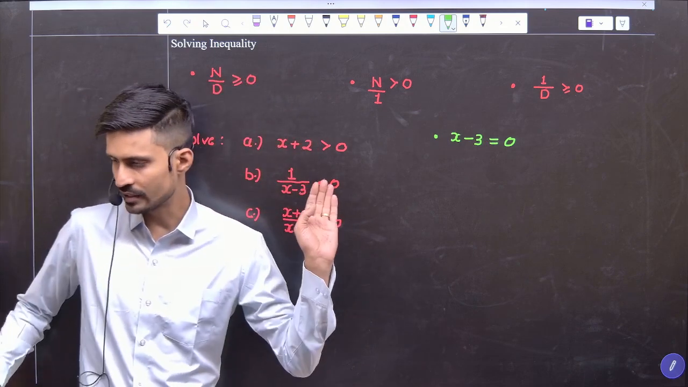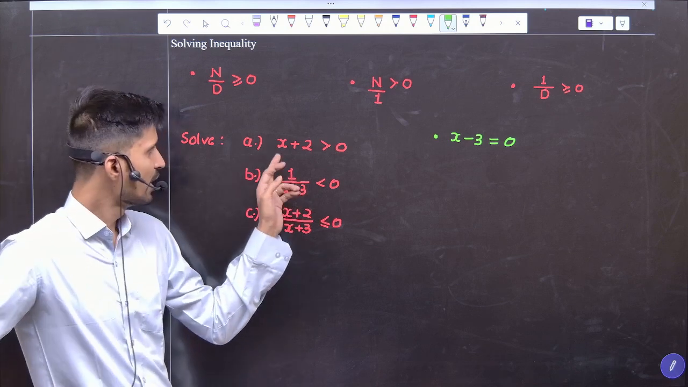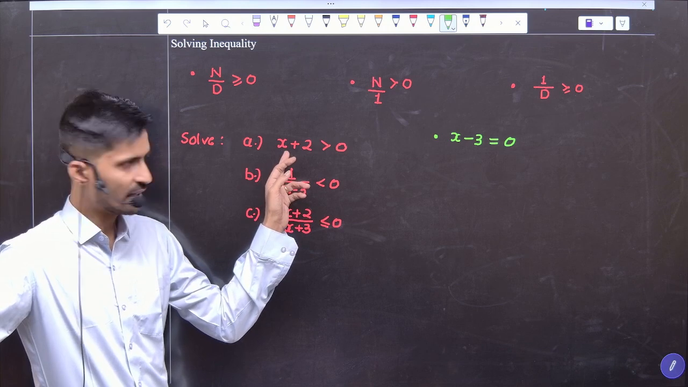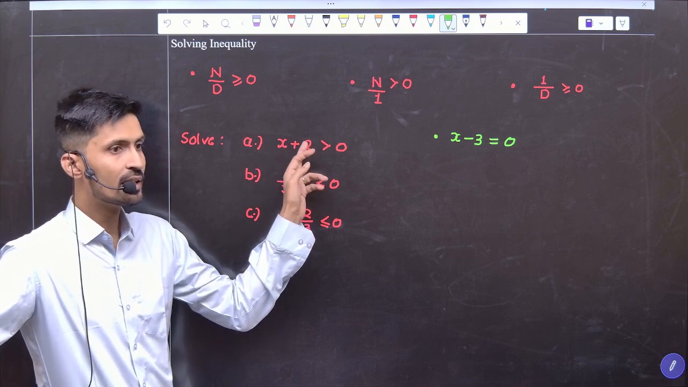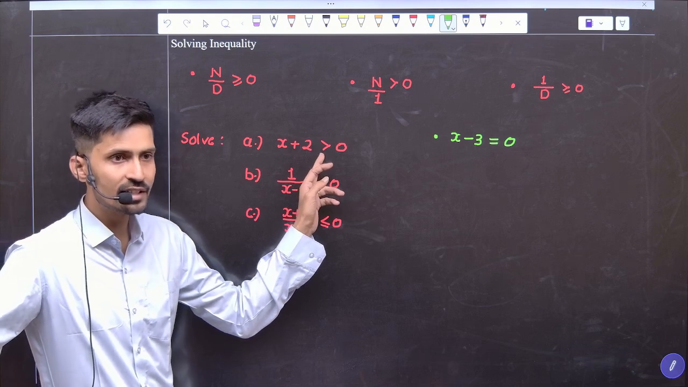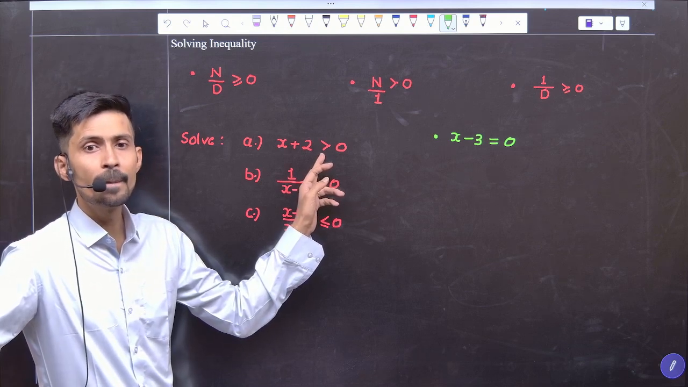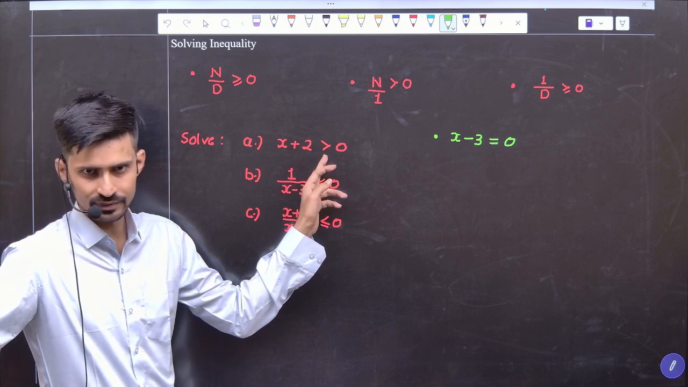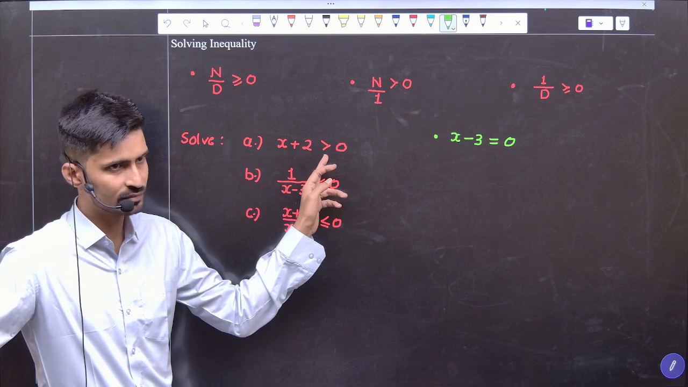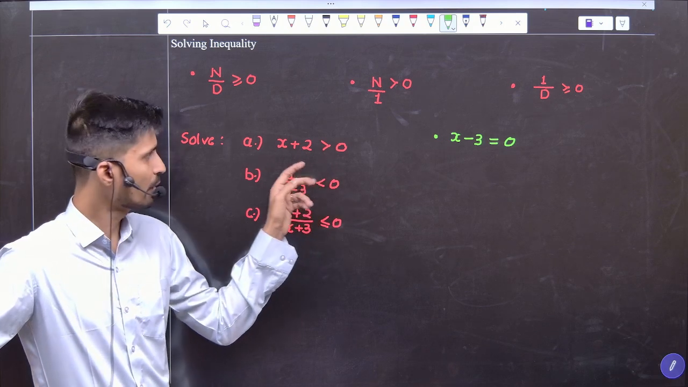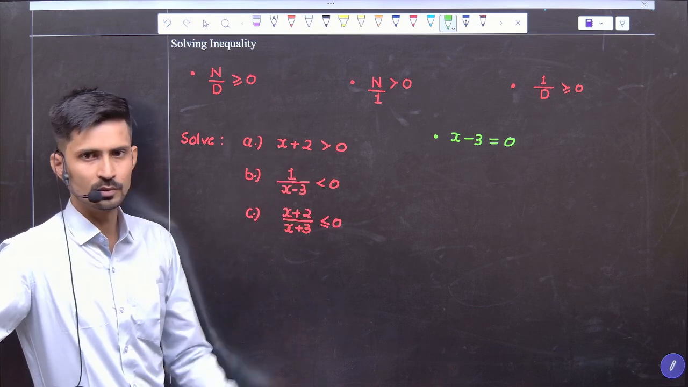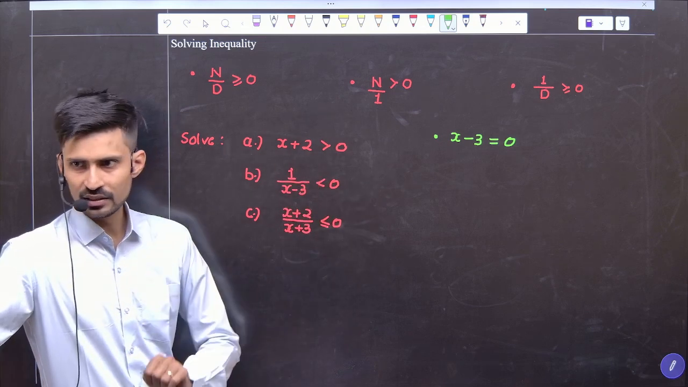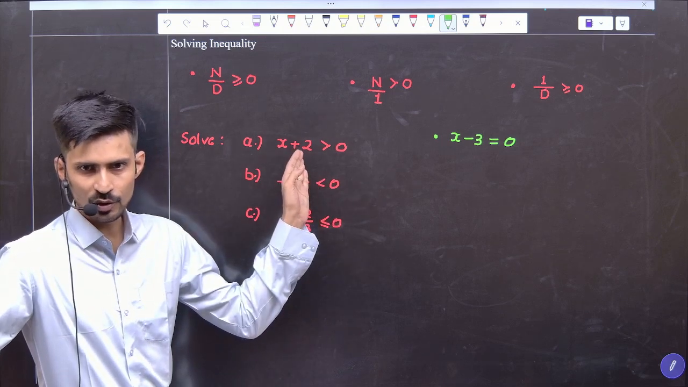Okay, now let's come to this inequation. Here it is saying, at place of x, which number do I put so that this whole thing becomes greater than 0. Greater than 0 means, what is the English meaning of greater than 0? Positive. Okay? Like put minus 5. Minus 5 plus 2, minus 3 greater than 0. Is it correct? So minus 5 is not going to be the answer.